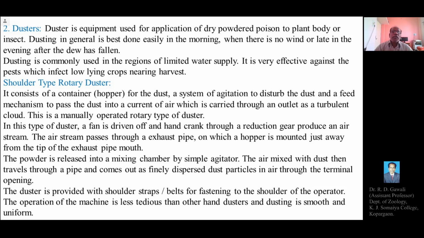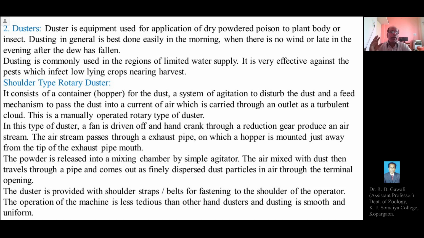While dusting the powder pesticide on low-lying crops particularly, the powder is released into a mixing chamber by a simple agitator. The air mixed with the dust then travels through a pipe and comes out as finely dispersed dust particles in the air or the atmosphere through the terminal opening or a blowing pipe.